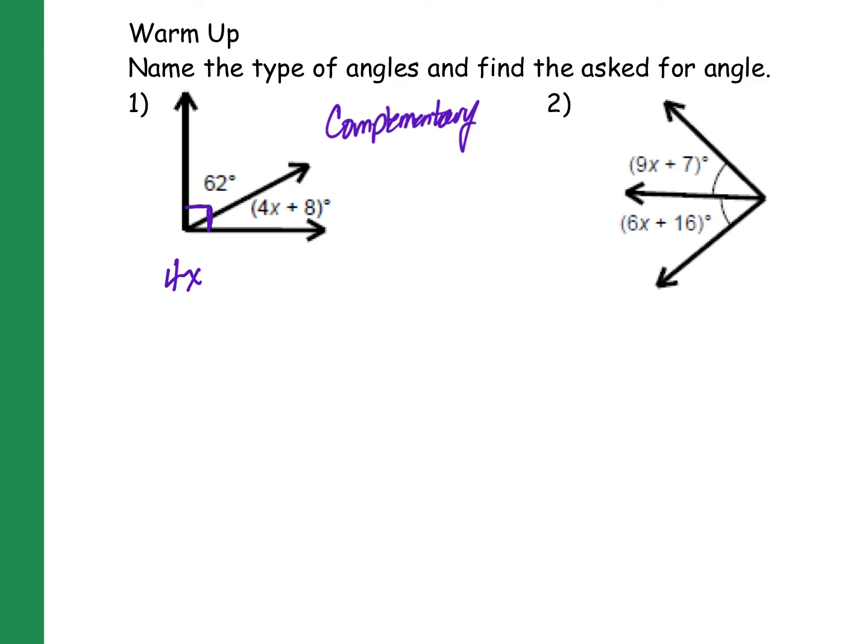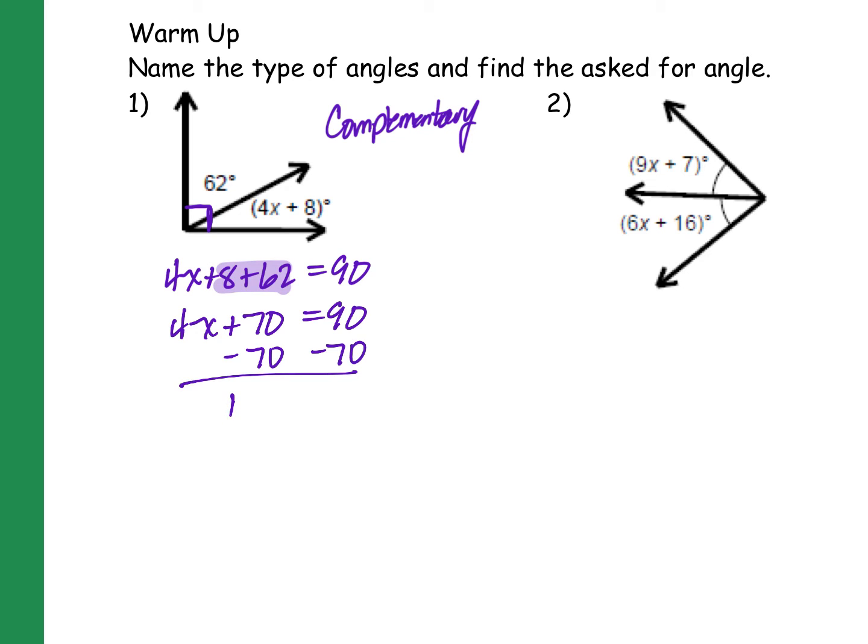So 4x plus 8 plus 62 equals 90. So I'm going to add my like terms together. So I get 4x plus 70 equals 90. Subtract 70. And I get 4x equals 20. Divide by 4. And x equals 5.